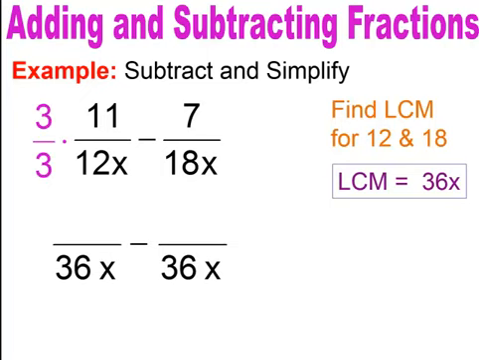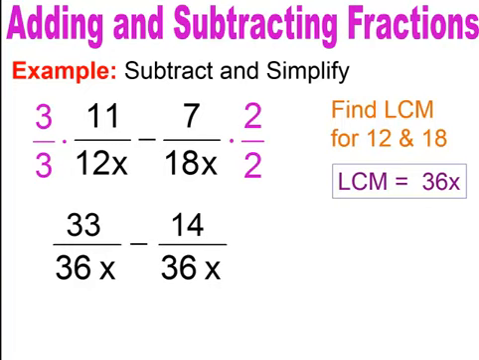So with 12, I multiply by 3 to get 36x, and whatever I multiply the denominator by, I have to multiply the numerator. So I end up with 33 over 36x. For the second, I need to multiply 18 by 2 to get 36, so I end up with 36x, and whatever I multiply the denominator by, I have to multiply the numerator by. So I end up with 14 over 36x.